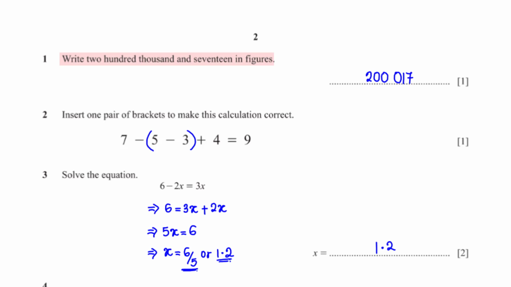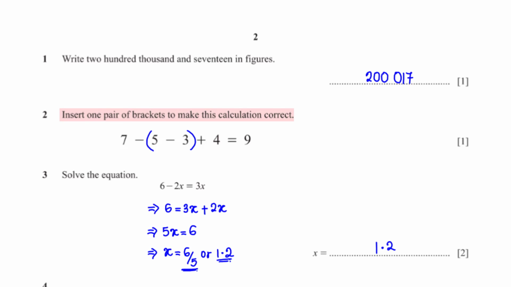Write down 200,017 in figures. This is 200,017 in figures. You can confirm this value by typing 200,000 plus 17 on your calculator.